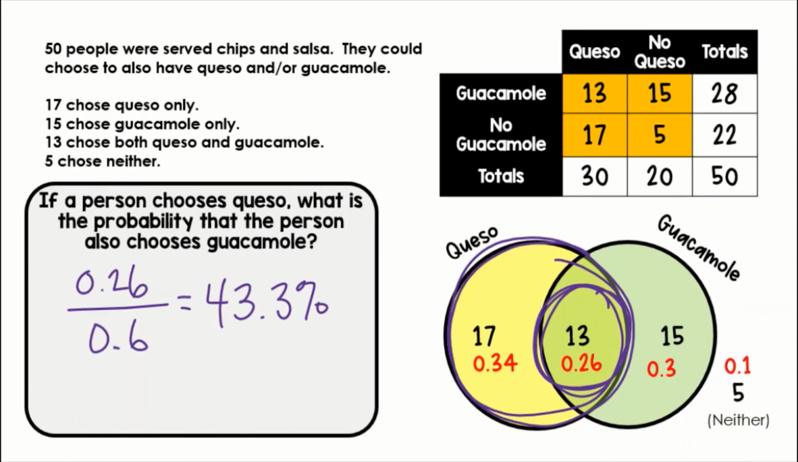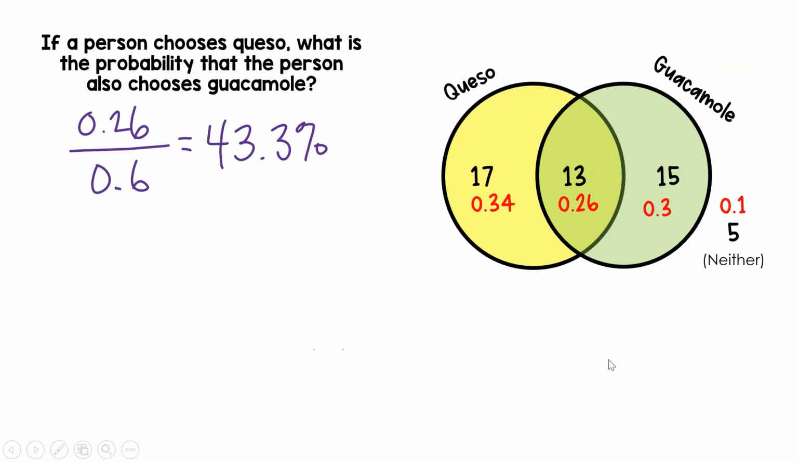Okay, let's back up and take what we did kind of intuitively, and let's come up with the actual formula for conditional probability, and let's talk about the proper notation. When we're talking about probability, we have events. Let's call choosing queso event A and choosing guacamole event B. Our problem here, we were given that the person had already chosen queso. So given event A has happened, what is the probability that event B will happen?